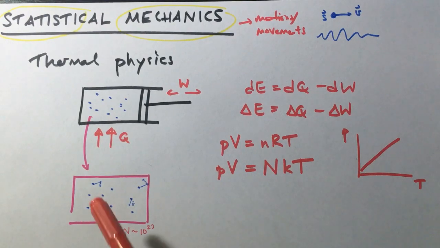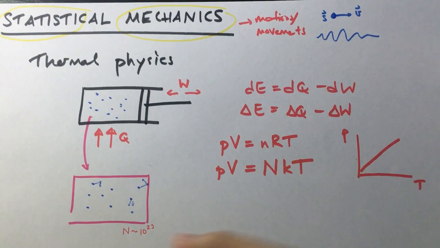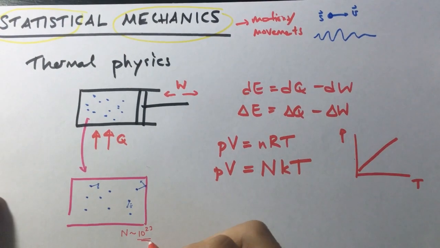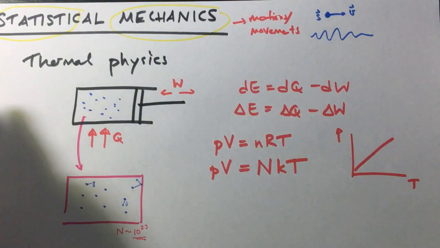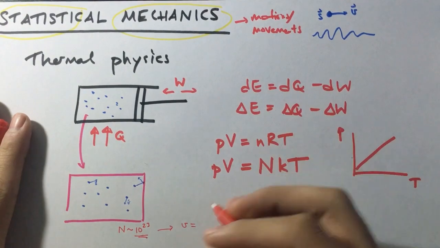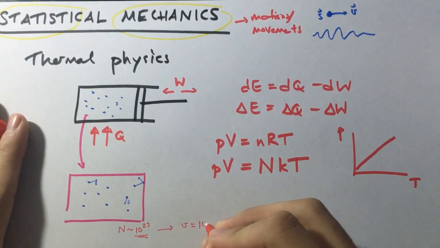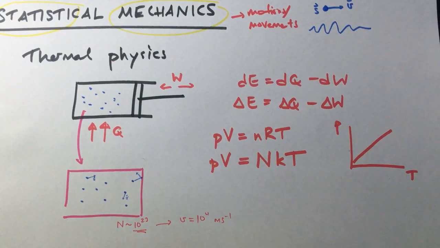So rather than talking about what the velocity of this particle will be, you can talk about, for example, if you have this many particles, how many of those particles will move with this velocity? So how many out of these particles will move with a velocity of maybe, for example, 10 to the 4 meters per second, something like that, right?